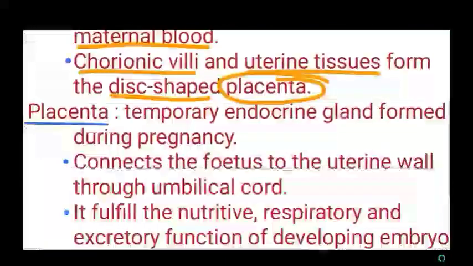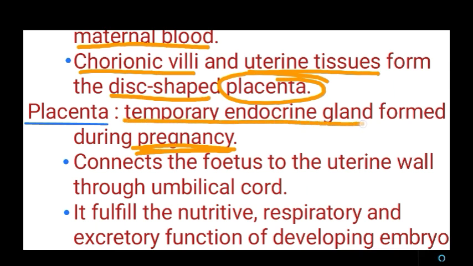Now we are going to see what is meant by placenta. Actually, the placenta is formed only during pregnancy. At other times, there won't be any placental formation. Only at the time of pregnancy will the placenta form, and it acts as a temporary endocrine gland, like the corpus luteum in the ovary. Here the placenta acts as a temporary endocrine gland.